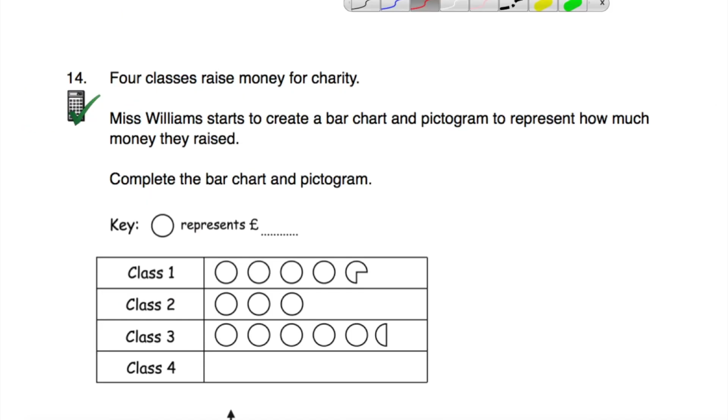Okay, so question number 14. Question number 14 says, 4 classes raise money for charity, and Miss Williams starts to create a bar chart and pictogram to represent how much money they raised. And we've been asked to complete the bar chart and pictogram. So we've got this pictogram, unfortunately it hasn't got a key completed for us. We know that the circle represents a certain amount of money. And we've got class 1, and they've got 1, 2, 3, 4 full circles and 3/4 of another one. We've got class 2 with 3 circles. And we've got class 3 with 1, 2, 3, 4, 5 and a half circles. And it's a calculator question.